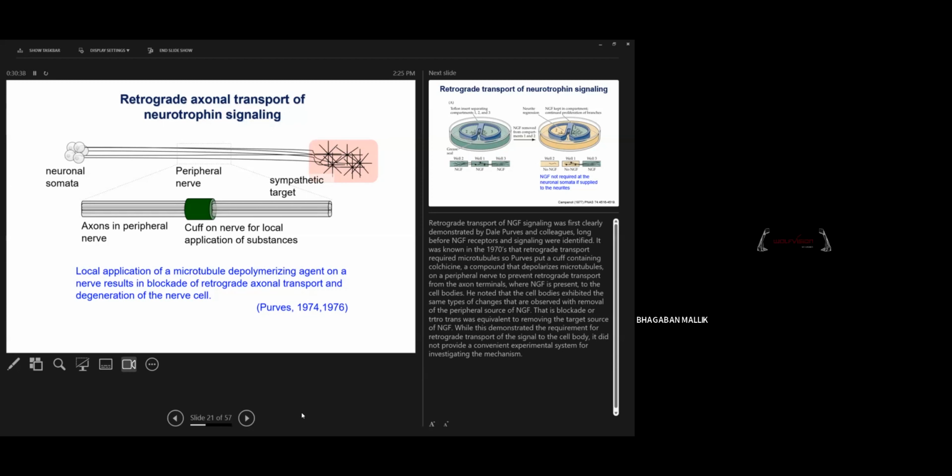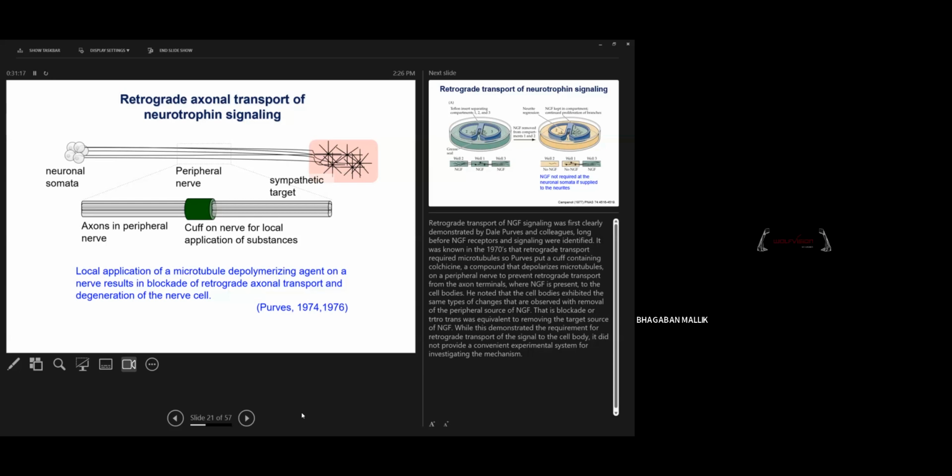So what have they done here? Here this is the cell body, and here is the axon terminal, and they inactivated the microtubules by applying a depolymerizing drug which can depolymerize the microtubules. Microtubules help in the transport of different kinds of vesicles from the axon terminal to the cell body. That is called retrograde transport. So when you depolymerize somewhere in the middle, whatever vesicle is transported through this axon to the cell body will be inhibited.